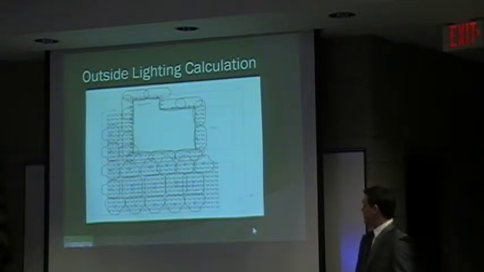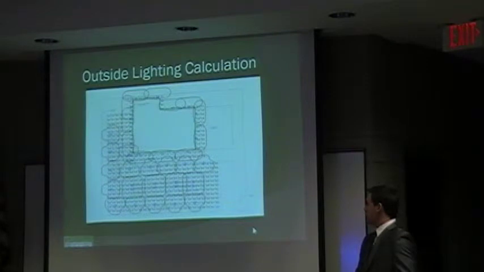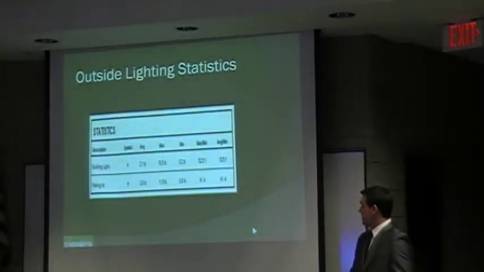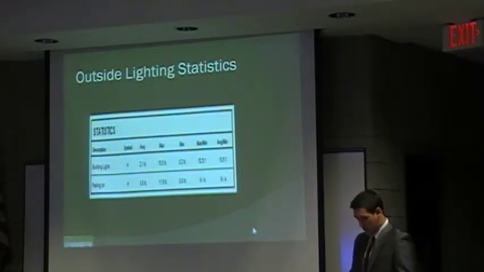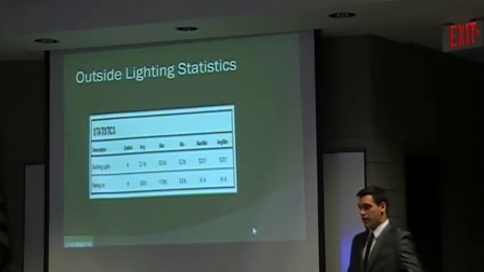Here is that same picture with the footcandle calculations. It's done in a pretty similar way to the first and second floor. Here are the statistics for that. The building lights came out to an average of 2.1 footcandles, a maximum of 10.5, and a minimum of 0.2. The parking lot lights came out to an average of 3.8 footcandles with a maximum of 11.9.